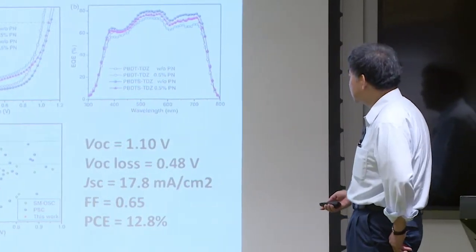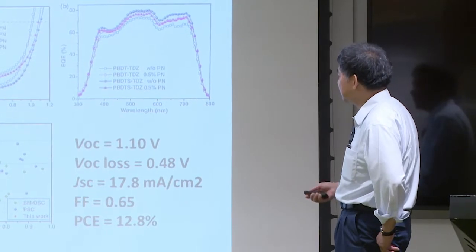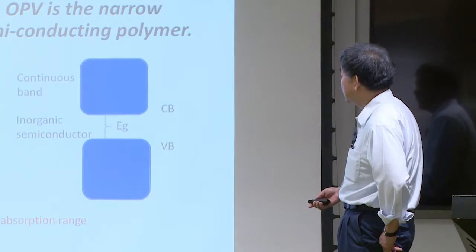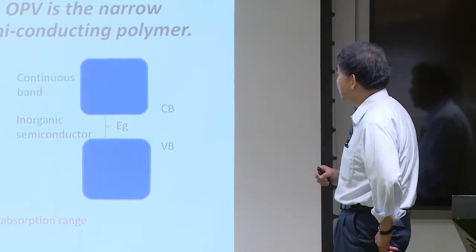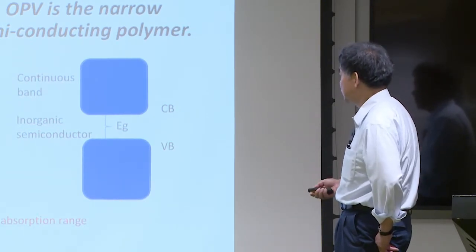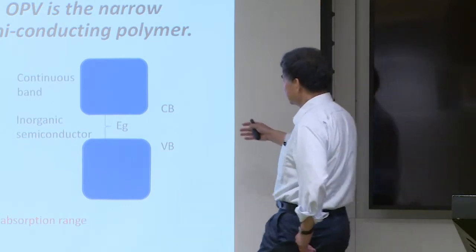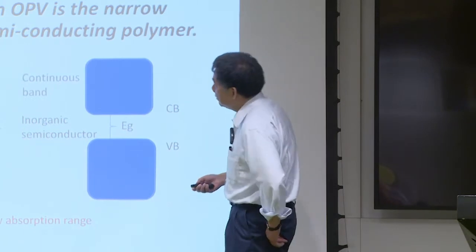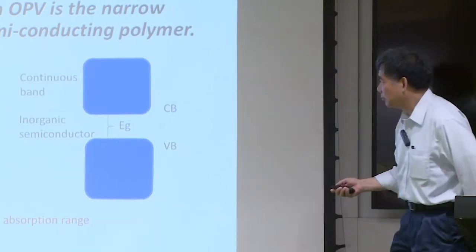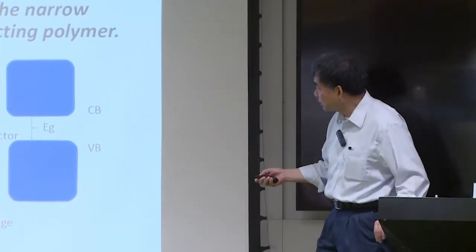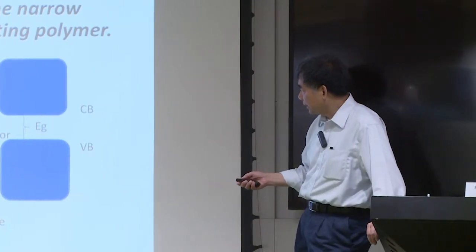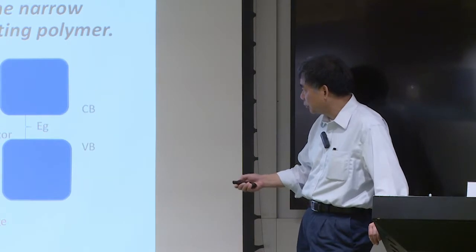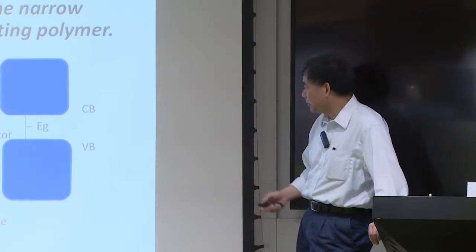So that's the donor material and acceptor material we used. And one of the problems of OPV is the narrow absorption. So you can see the semiconductor conduction band and valence band, with a band gap in between. But polymer or organic semiconductors have a molecular orbital structure, so the absorption is a very narrow band. The band structure gives you band-like transport, and the molecular orbital gives you the hopping model.